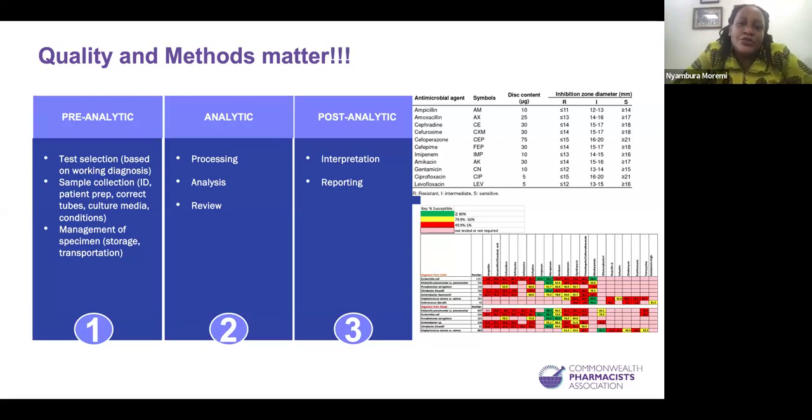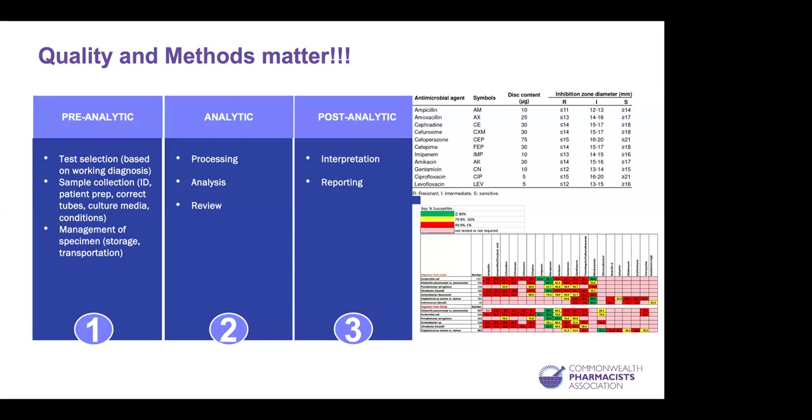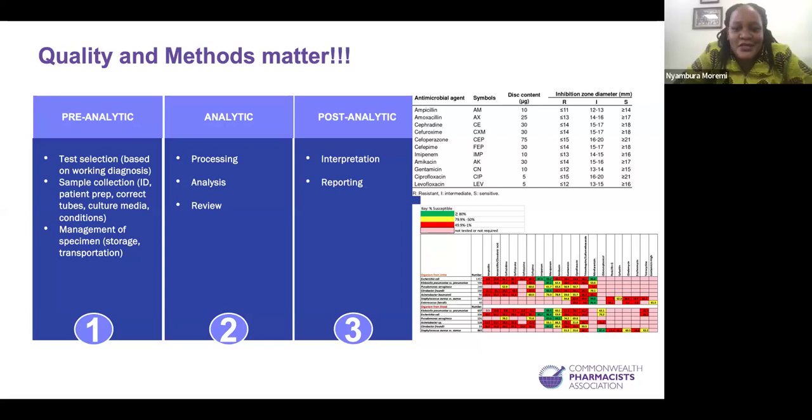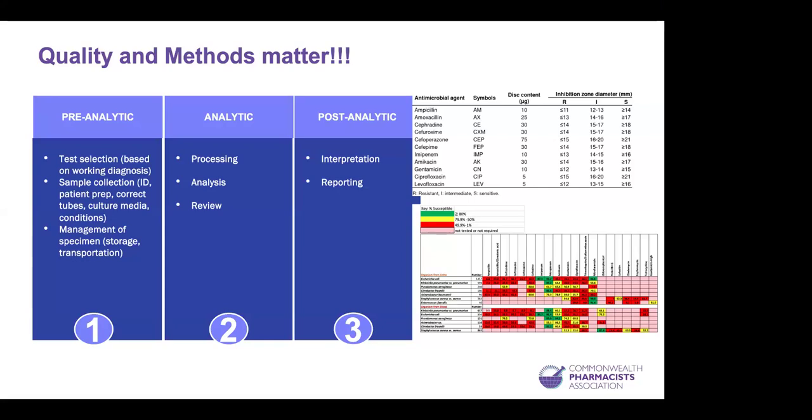But in the lab also, what method are you using to process your samples, like the standard operating procedures? How do you analyze? How do you ensure quality of each and every step that you are doing? How do you review your results? And how do you interpret and report those results to give the required AST? So, as rightly said, garbage in, garbage out, quality really matters.